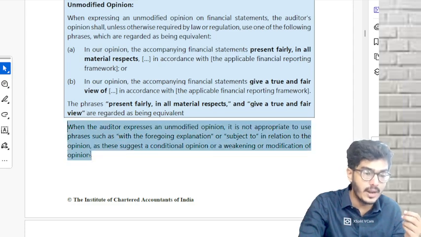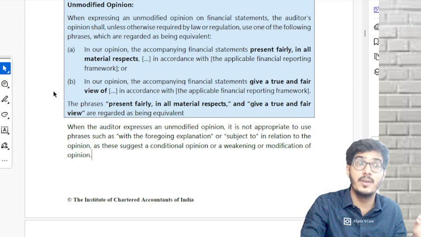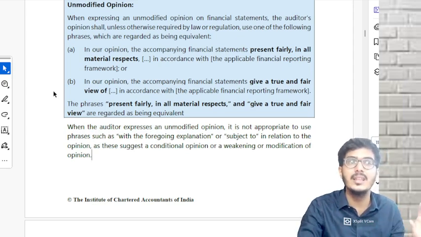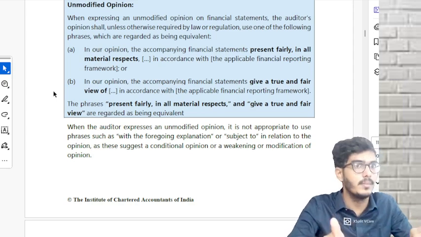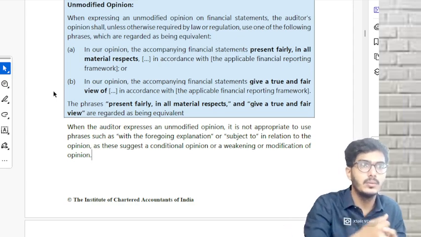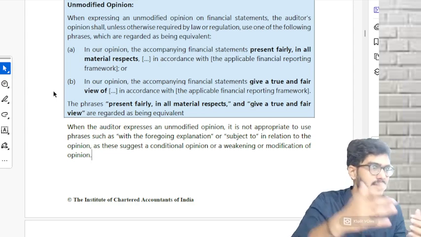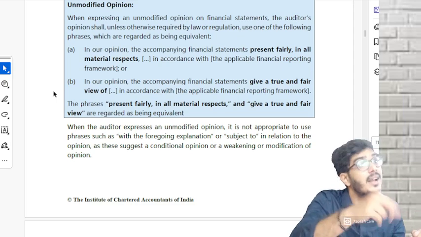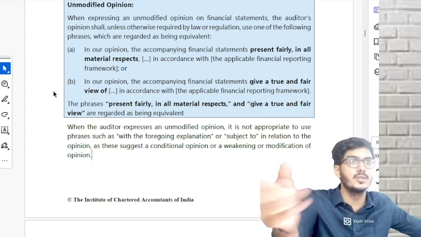Then one most important MCQ is hidden over here. Whenever you're giving an unmodified opinion, when do we give an unmodified opinion? When we are satisfied, we are concluding that the financial statements are prepared in all material respects. We don't have any problem in the FS. You tell me, when do we use the words something called subject to? When do we use it? Generally, if I'm using it in my sentence, when there is some problem, when there is some condition, subject to, or if I say with the foregoing explanation, because of this, it is like this.